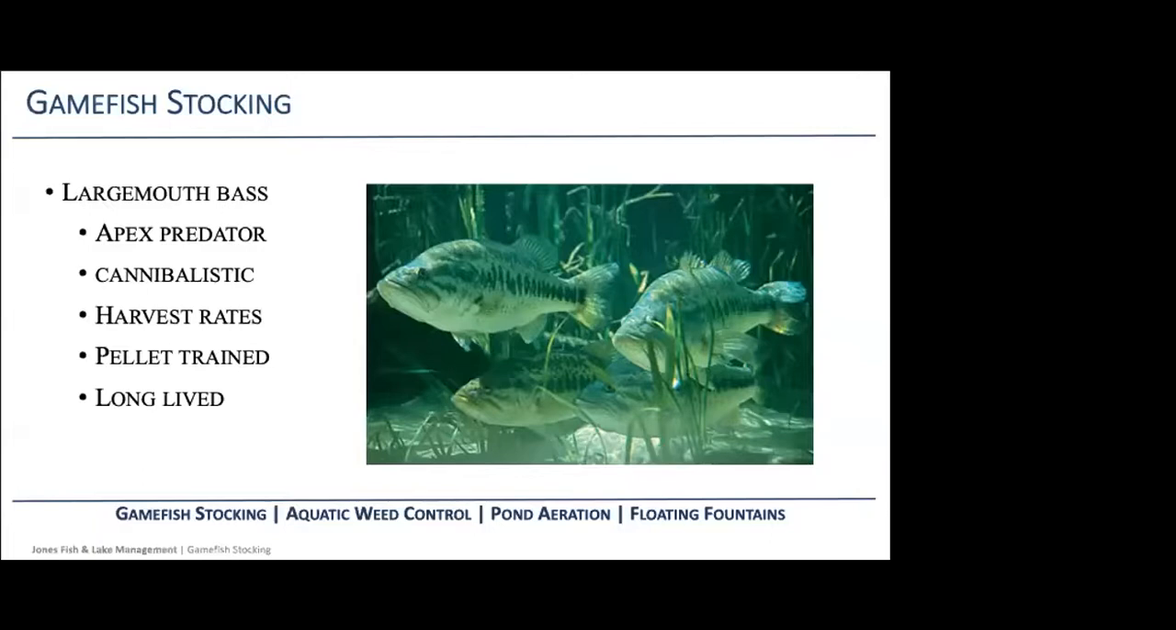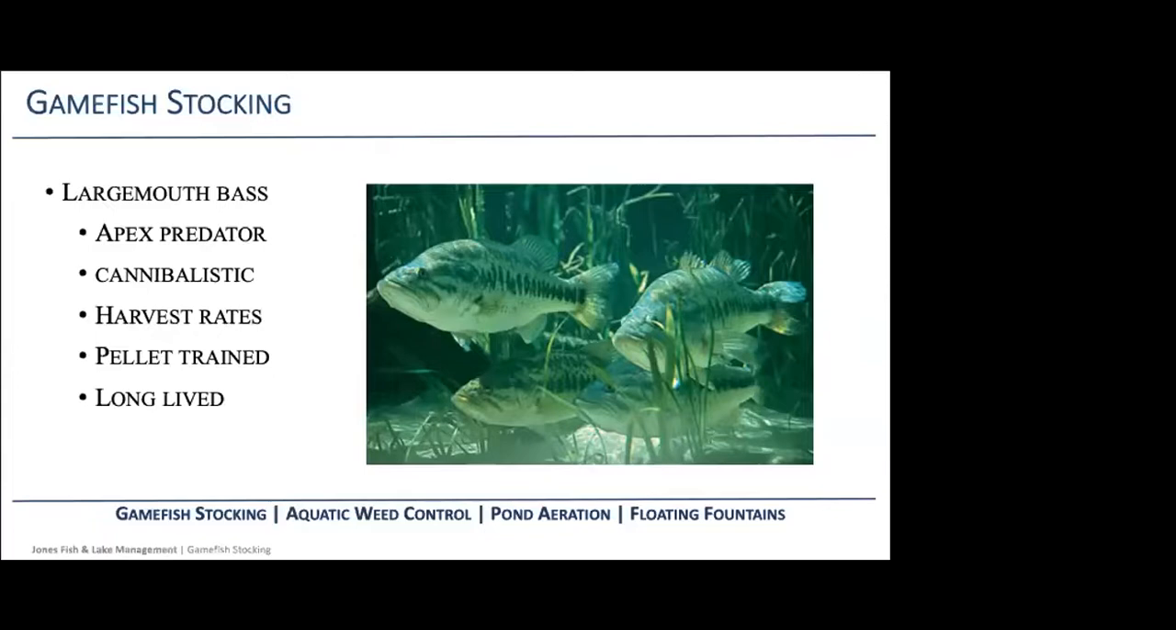They spawn from mid-March to mid-June, when the water temperature hits about 62. They're pretty long-lived. They can live 16 plus years sometimes, depending on lots of different factors. They can be cannibalistic, so they will eat their own young if they don't have a readily available food source. So again, making sure you have plenty of bluegill, lots of minnows, lots of shiners, that sort of thing will be very, very important.